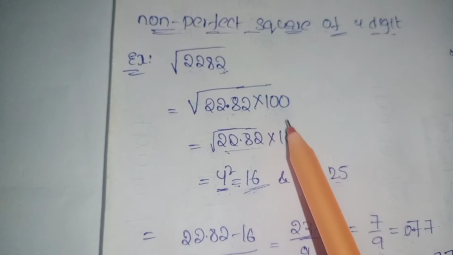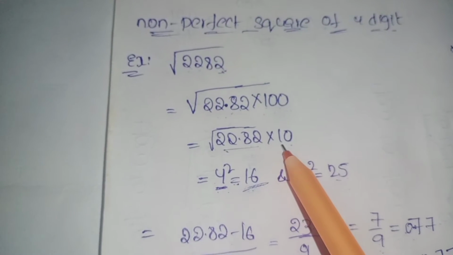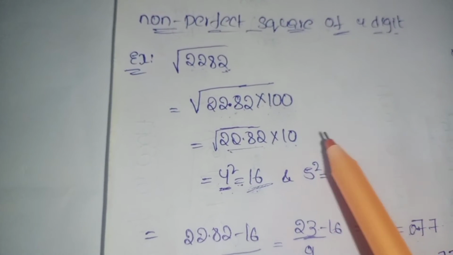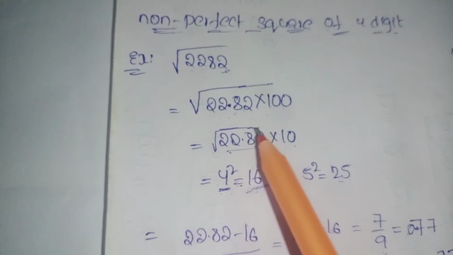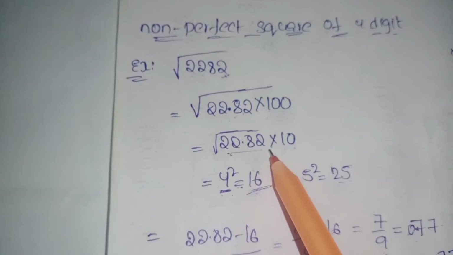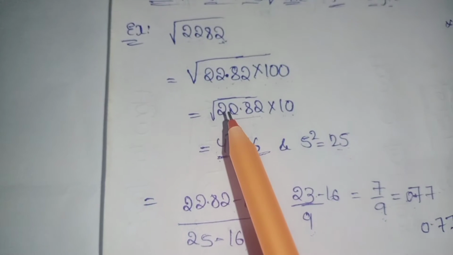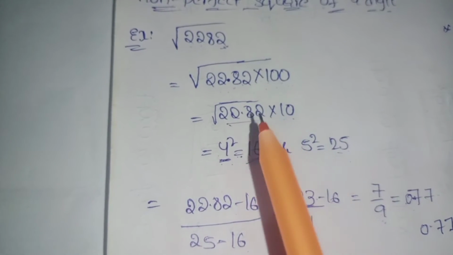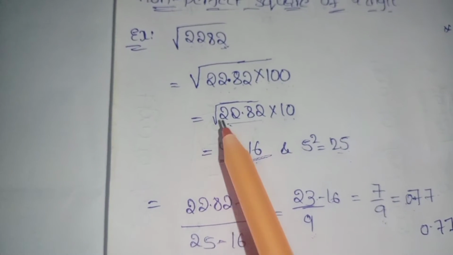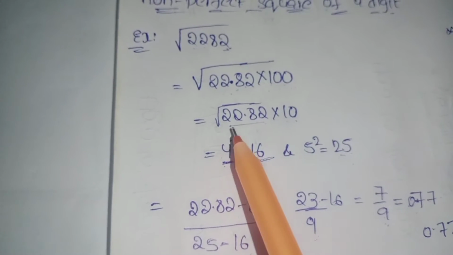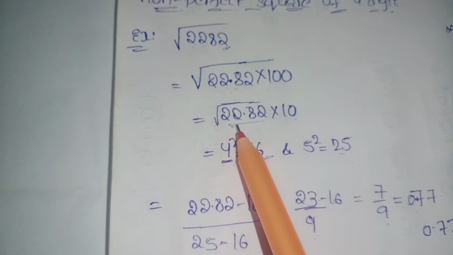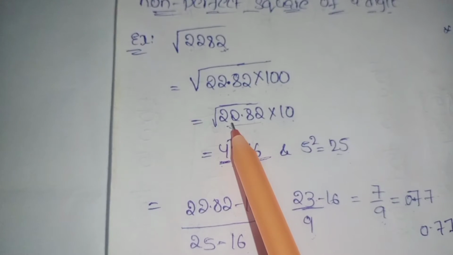When we remove the square root of 100, we get 10, because the square root of 100 is 10, right? And now we have to find the square root of 22.82. First, what is the nearest square value of 22? What is the nearest lesser square value of 22?